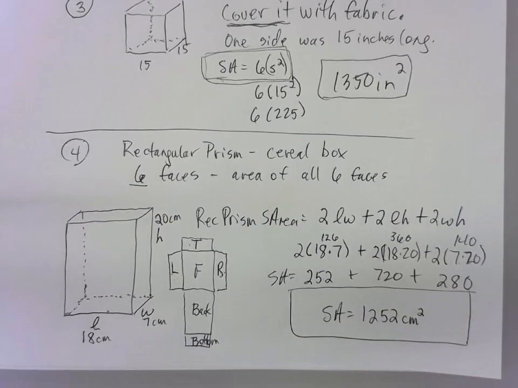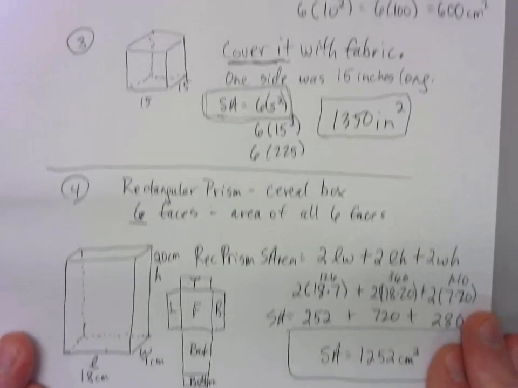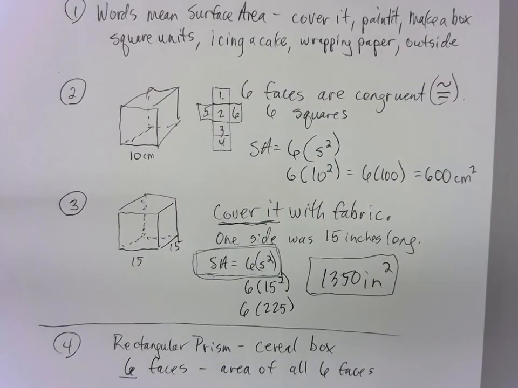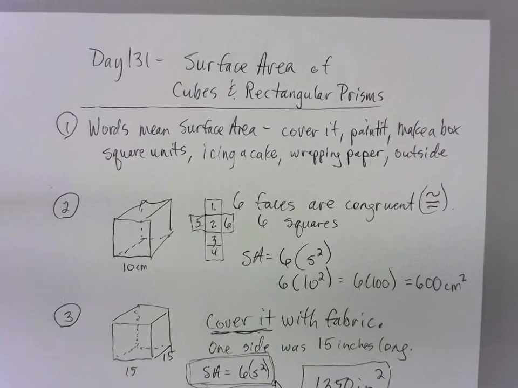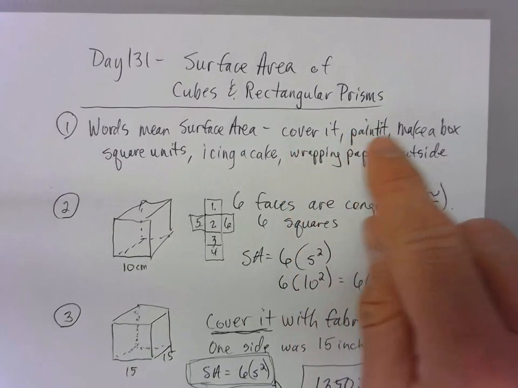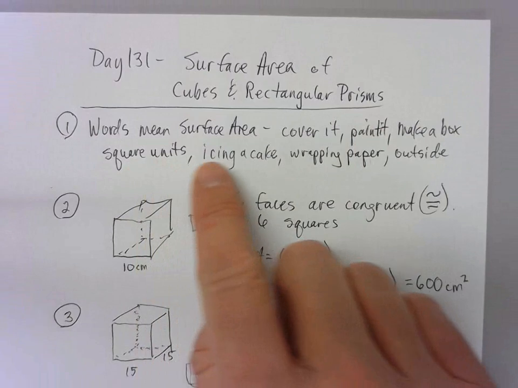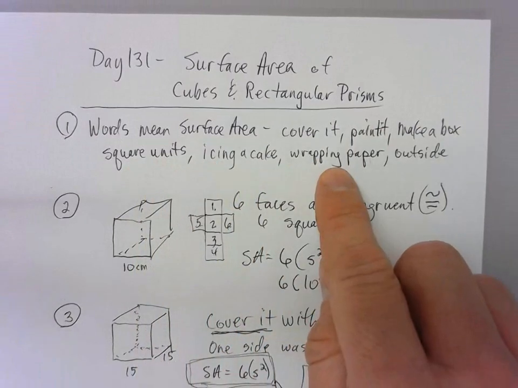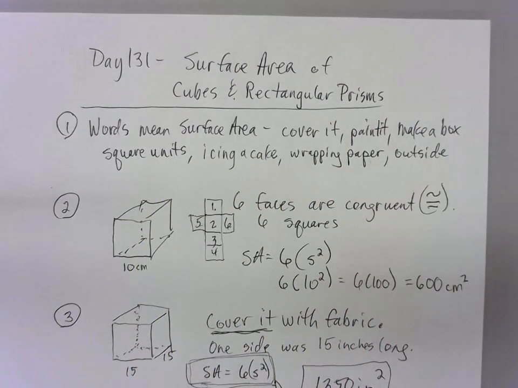Alright, I hope this gives you a good explanation about how to do the rectangular prism and the cube. And don't forget your surface area words. Cover it, paint it, make a box. Anything with square units, icing a cake, wrapping it with wrapping paper, something going around the outside of it. Those are our surface area words.